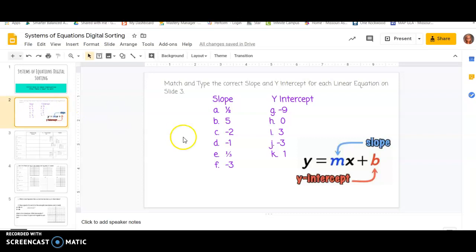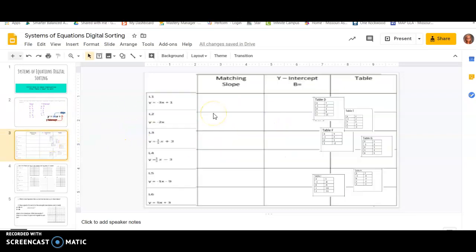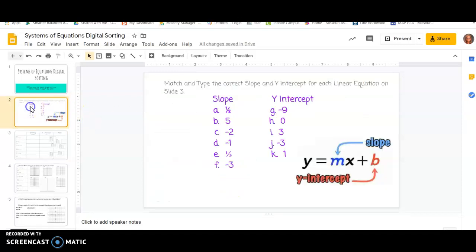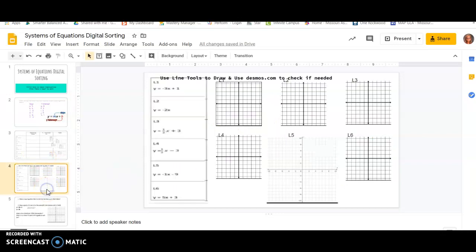So you are going to match and type the correct slope and the y-intercept for each linear equation on slide 3. And then I break down again, okay, so what is the slope, what is the y-intercept, and you're going to go to slide 3 when you make your own copy of this first. And you should be able to just click and type in the text, referring back to slide 2, and instead of writing the actual slope, you could just do A, B, C, D, and so on.